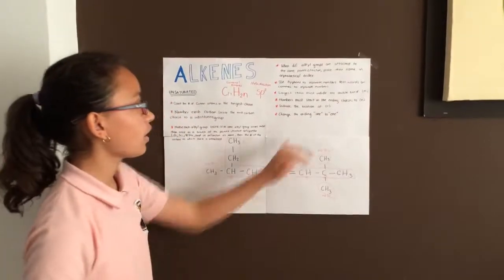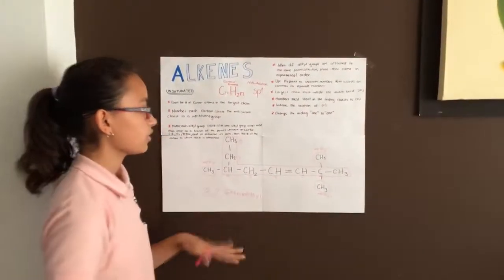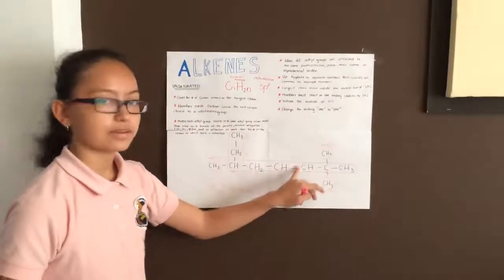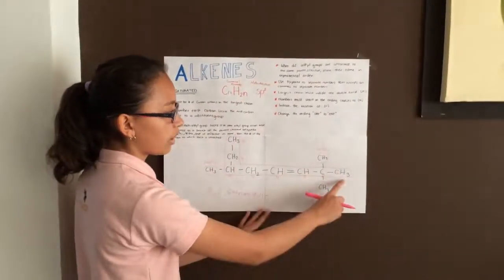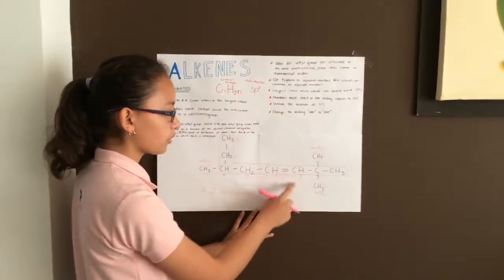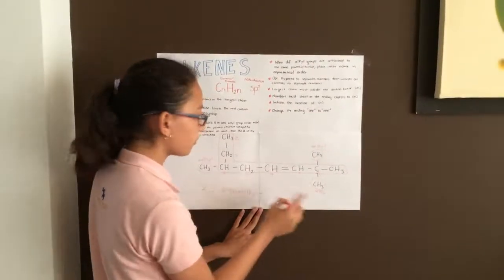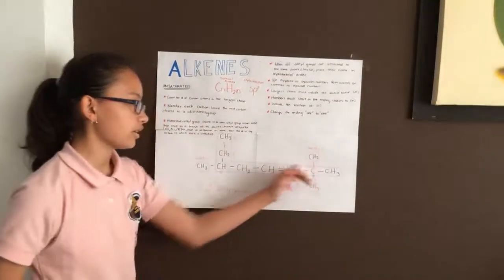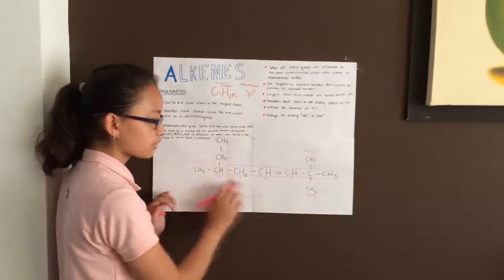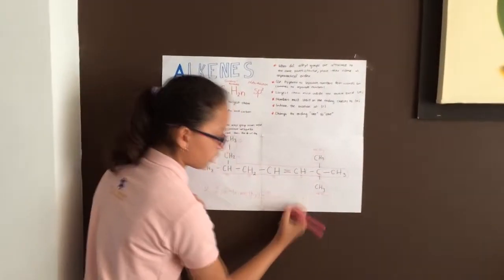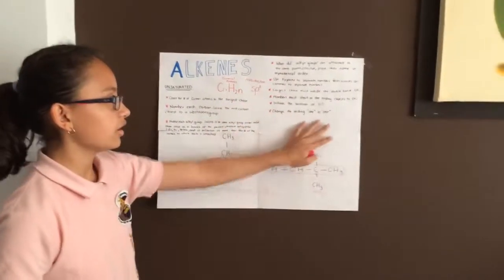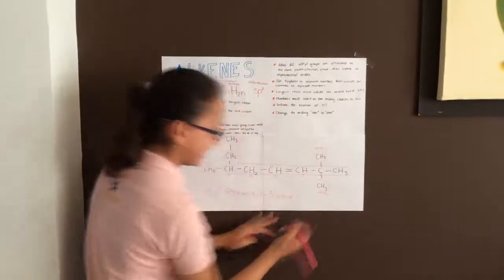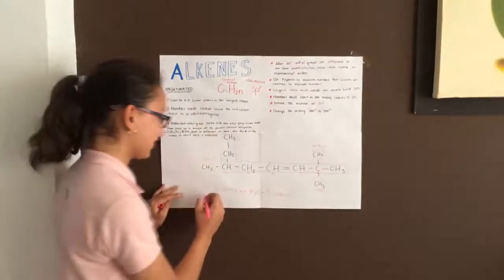Here we have to use a hyphen to separate numbers from letters, and then we have to indicate where the double bond is. Here we have 1, 2, and 3. On carbon number 3, we have to put 3. And this is an octane because we have 8 carbons in the longest chain. But this is an alkene, and the alkene ends with "ene", and so it's octene.